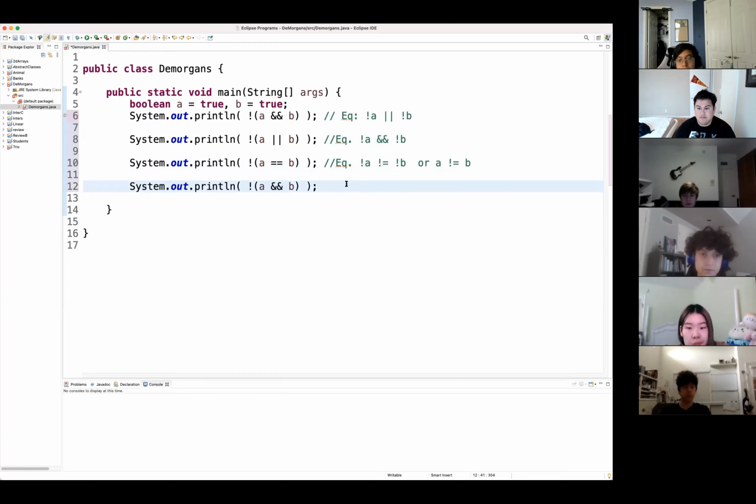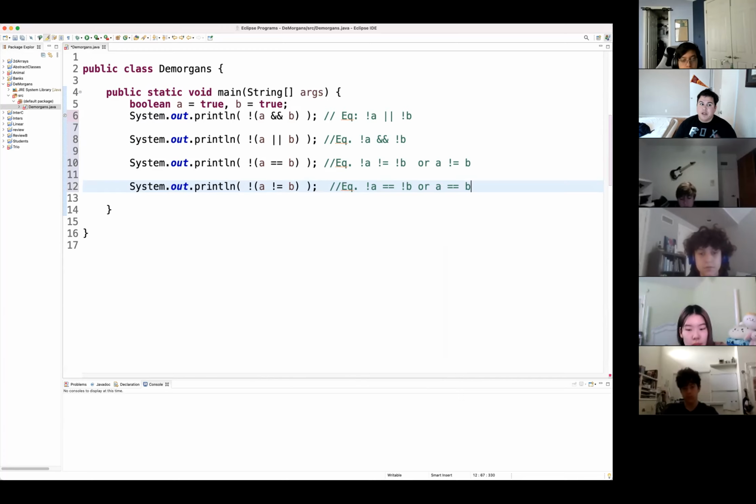And finally, not A not equal to B. What do you think this one's going to be? Either not A equals not B, or A equals B. Bingo. So it's going to be not A equals not B, or A equals B.